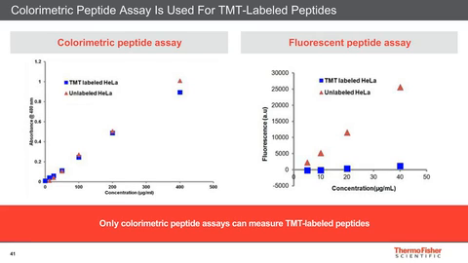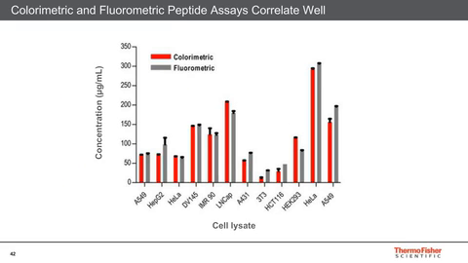Since TMT labeling modifies the amino termini of peptides, labeled peptides will not produce a fluorescent signal in the FPQ assay, as shown on the graph on the right. Therefore, the CPQ assay is preferred to quantify TMT-labeled peptides before mixing. However, the FPQ assay can still be used to measure the concentration of unlabeled peptides, monitor protein digestion, or confirm labeling efficiency post-TMT labeling.